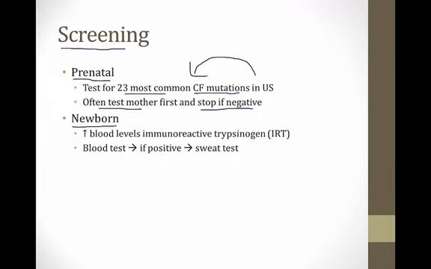Many babies with cystic fibrosis have increased blood levels of a substance called immunoreactive trypsinogen, or IRT. You may know that trypsinogen is a zymogen. It's a precursor of a pancreatic enzyme synthesized in the pancreas, and levels of immunoreactive trypsinogen are increased in many babies with cystic fibrosis. So you can do a simple blood test, often with a sample of blood from a heel stick on a newborn baby. If the level of IRT is elevated, then you go on and do a sweat test and further confirmatory testing.